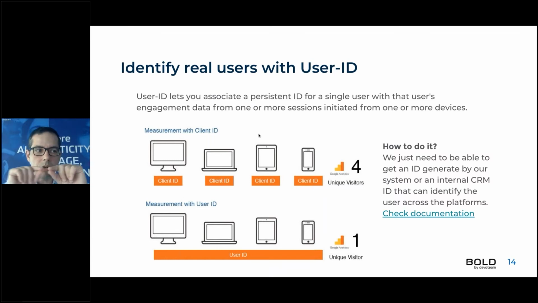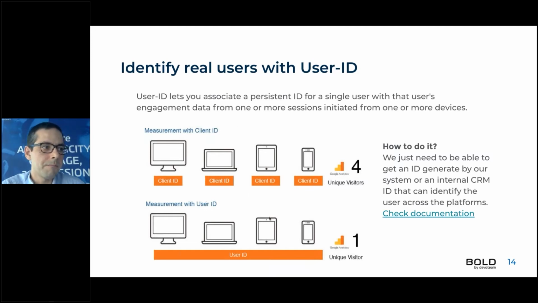So we are able to correlate all these different interactions as a person and not as devices, because by default, due to technology reasons, Google Analytics can't distinguish if you are going on a desktop or on a mobile device without some support. So user ID is that support.